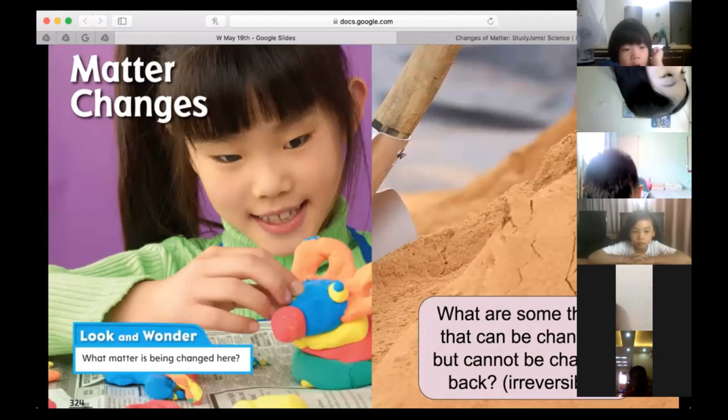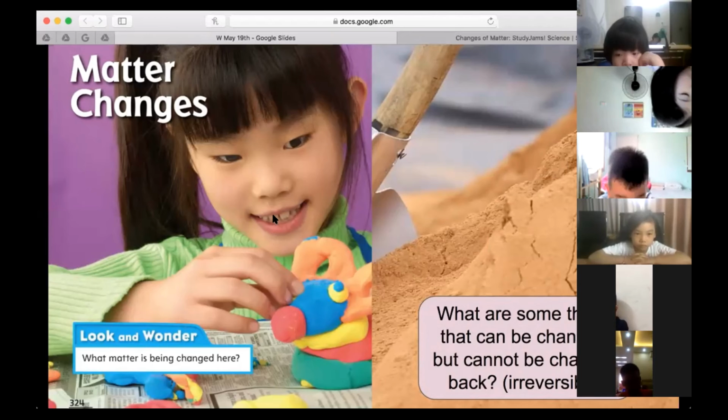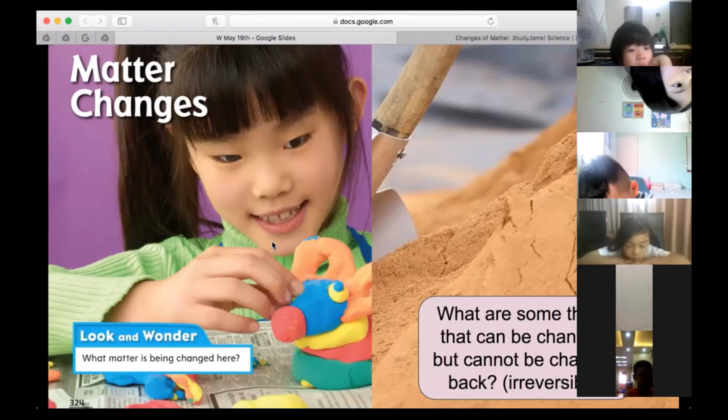Any ideas? Nam, can you think of something we can change and then it cannot be changed back? It's stuck like that now forever. For example, if I cook an egg, it's now cooked forever. It cannot be back to being a raw egg. Can you think of another example, Nam? We put the thing in the box to give to the other one. We cannot take back. Okay, I could see that.